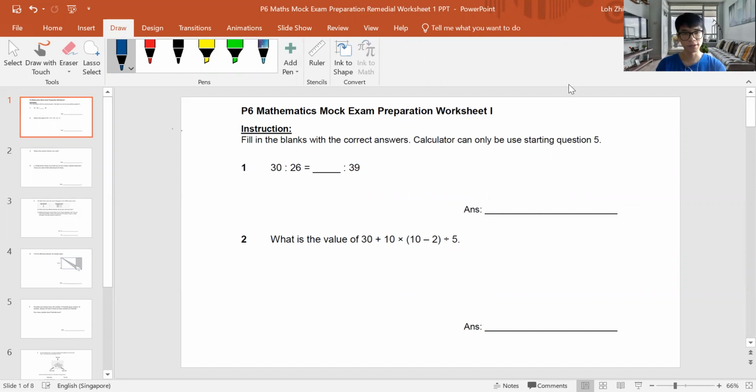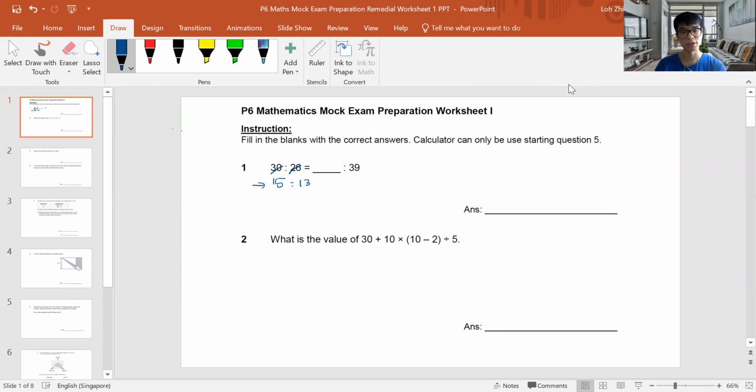Here it says 30 to 26, then the ratio is the same as something to 39. As you know, we can't just add. 26 plus 13 is equal to 39, so you plus 13 to get 43? No, this is not how it works. First thing we need to do is simplify 30 to 26. If we simplify, it will be equal to 15 to 13. Basically, we divide by 2, divide by 2.